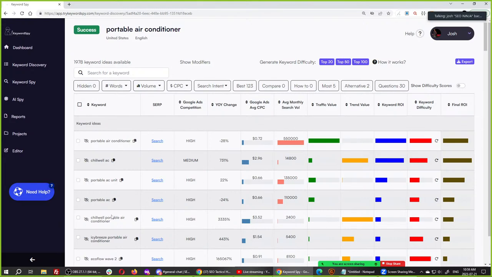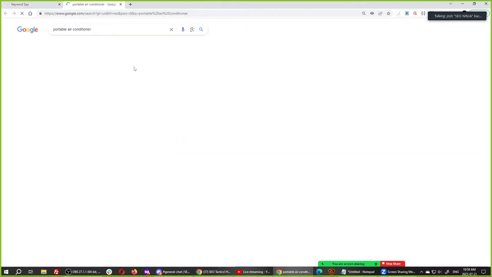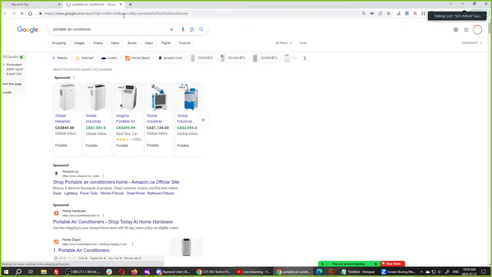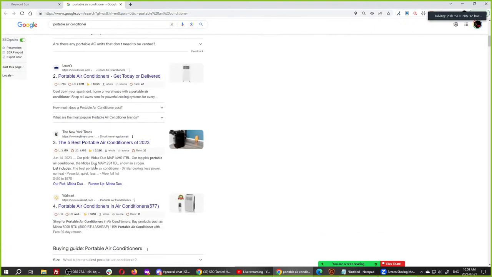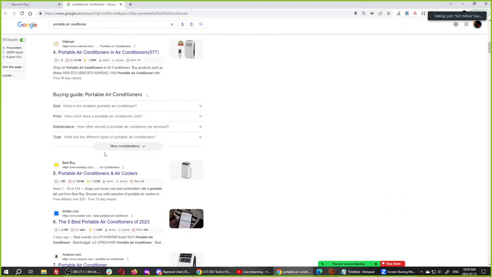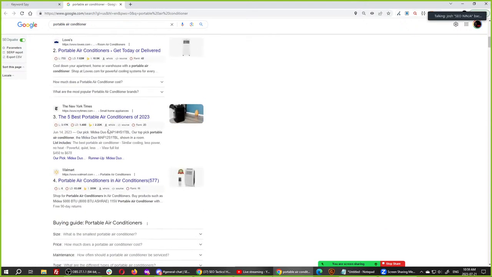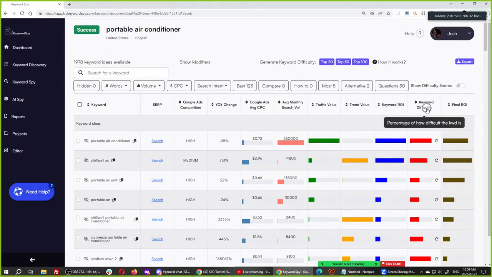And of course, if you're like, I don't know what these things are, you can click search to see how they look in the actual SERP. It'll do a generalized, no personalization search for you, and you could look to see what's there. You'd be like, okay, interesting, I see some heavy hitters here. Let's see if those heavy hitters are reflected in the keyword difficulty. And it looks like they're going to be. That's really difficult.